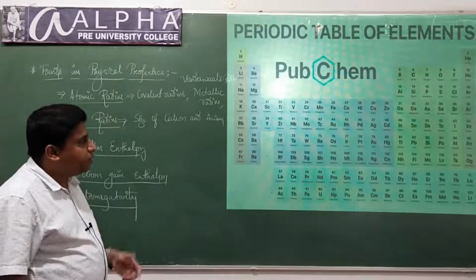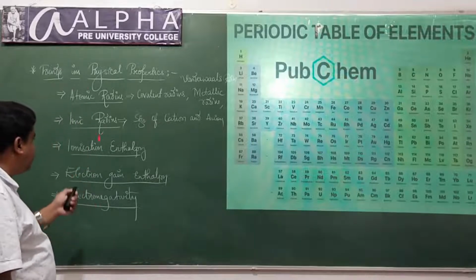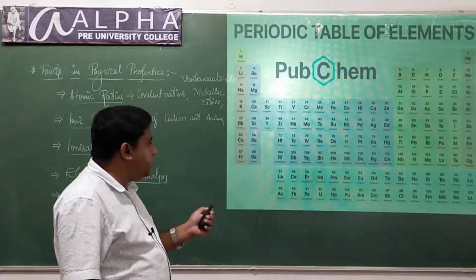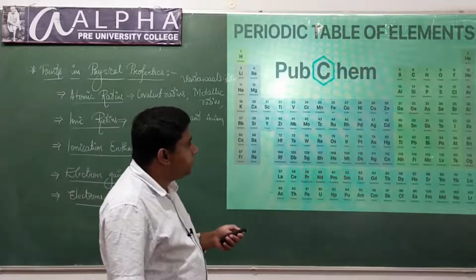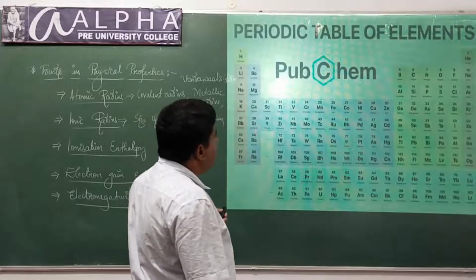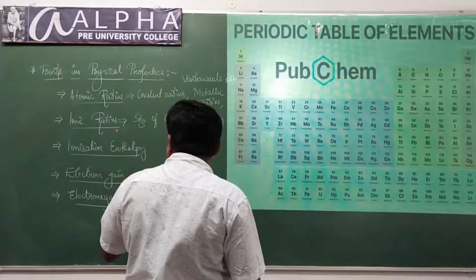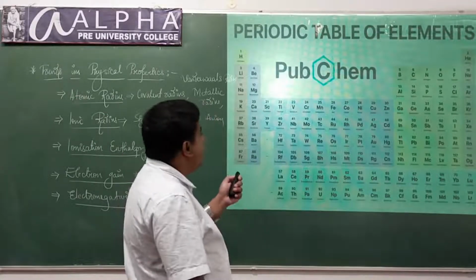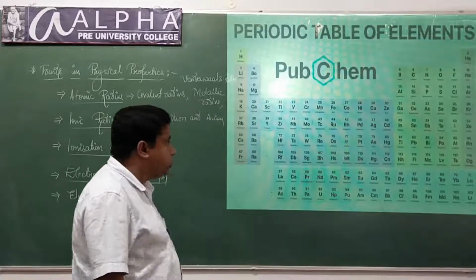Ionization enthalpy. You should learn how these different physical properties vary along the period and down the group. You should be knowing how the different physical properties like atomic radius, ionic radius, ionization enthalpy, electron gain enthalpy, and electronegativity vary along the period and down the group. So you should learn all those things.